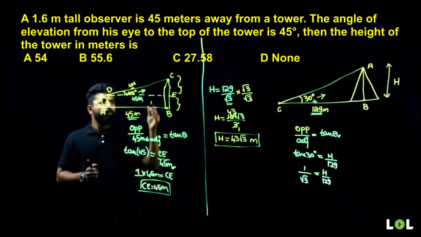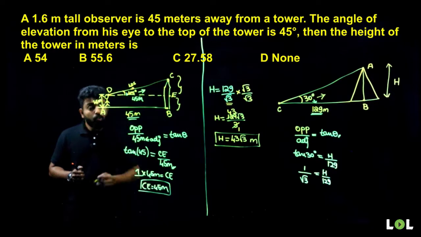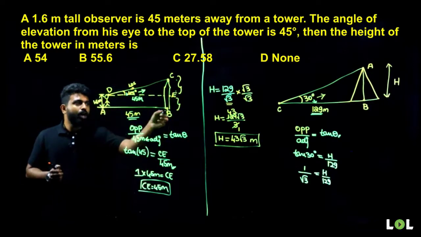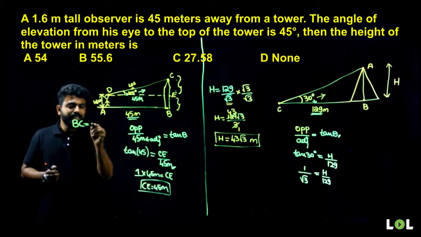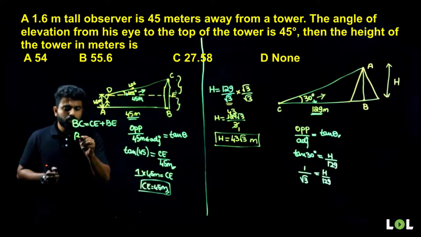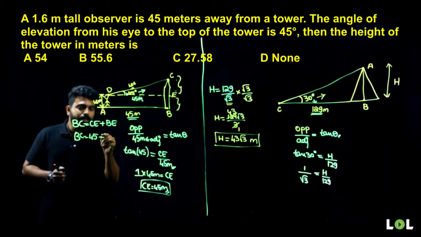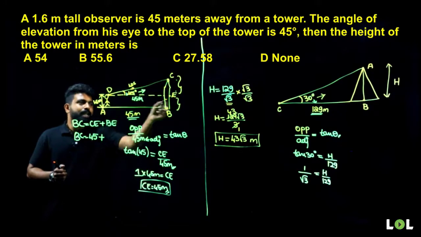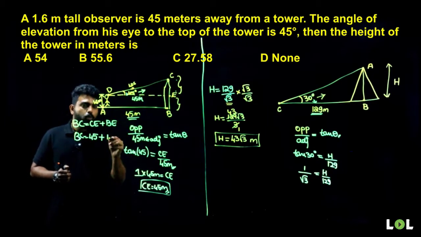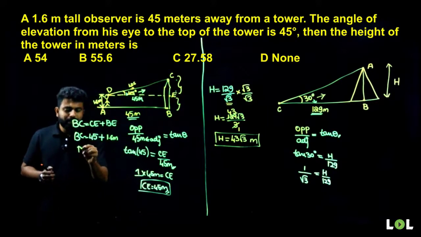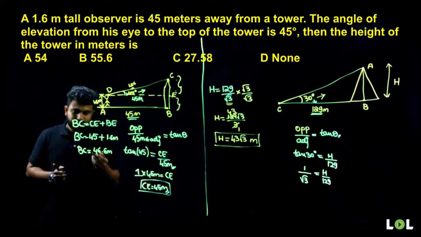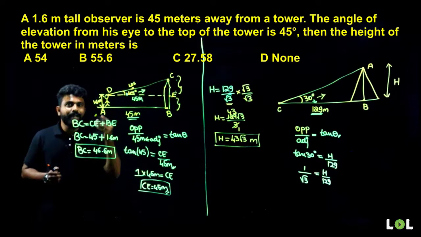So now what do we need to find out? We need to find the length of the tower. So what is the length of the tower? Length of the tower is CE plus BE, or it can also be called as BC. BC is equal to CE plus BE. We know that CE is 45 meters. So BC will be equal to 45 meters plus BE. BE is nothing but 1.6 meters, because we have drawn a straight line from the eye of the observer, that is 1.6 meters. So what will be the total value of BC? BC will be 46.6 meters. So this will be the length of my tower here.